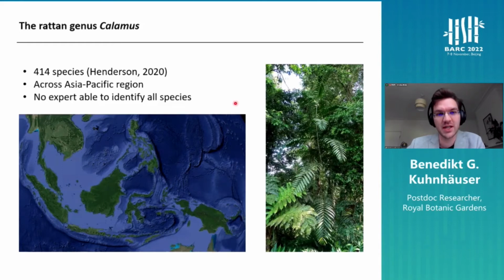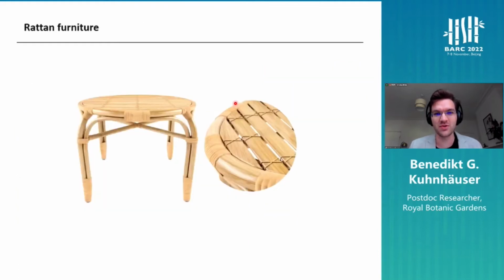And there's no single expert who's able to identify all species, even if they had all the characters. So if you now make this more complicated and look at rattan furniture, it's even trickier. With rattan furniture, all the characters for identification are gone and removed. You have very little to go with.